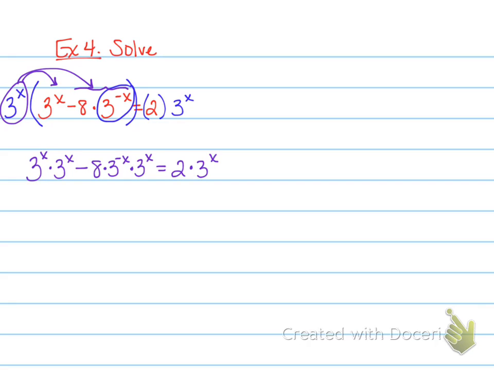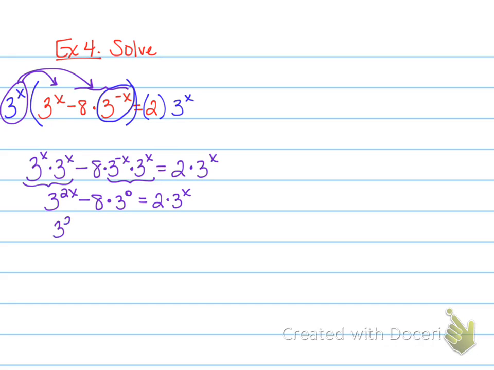So all I literally did there is I showed the distributing of that first 3 to the x. So when I put these together, when you multiply, add the exponent, so x plus x is 2x, minus 8 times, same thing, when you multiply, add the exponent, so 3 to the 0, and we're just going to keep this side here.